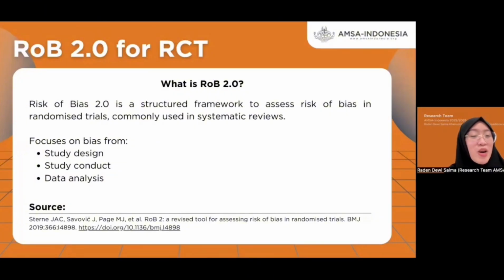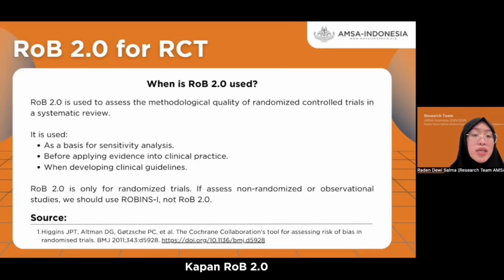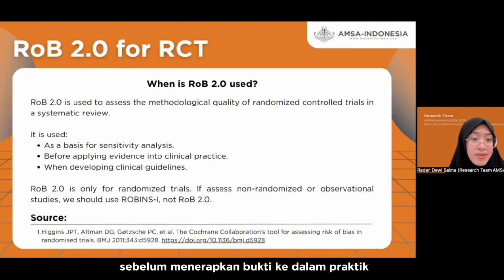What is ROB? Risk of Bias 2.0 is a structured framework to assess risk of bias in randomized trials, commonly used in systematic reviews. It focuses on bias from study design, study conduct, and data analysis. When is ROB 2.0 used? ROB 2.0 is used to assess the methodologic quality of randomized controlled trials in a systematic review. It is used as a basis for sensitivity analysis before applying evidence into clinical practice and when developing clinical guidelines.